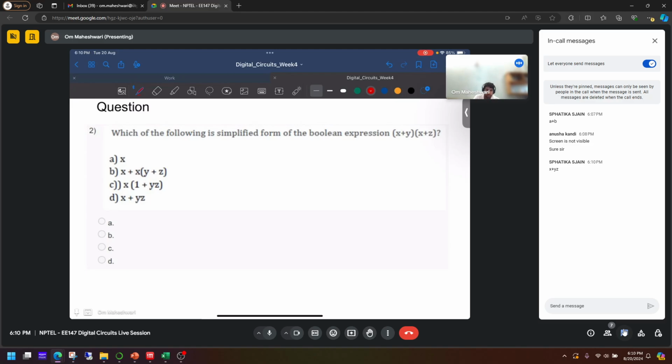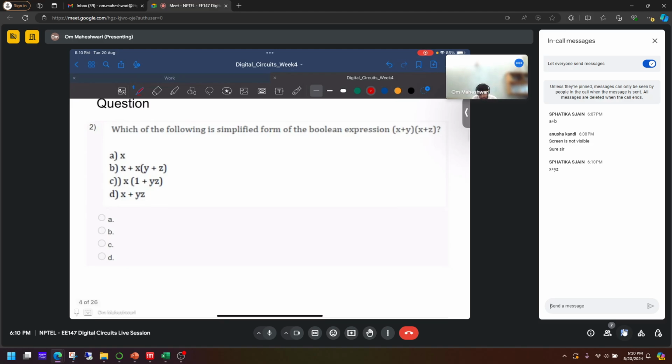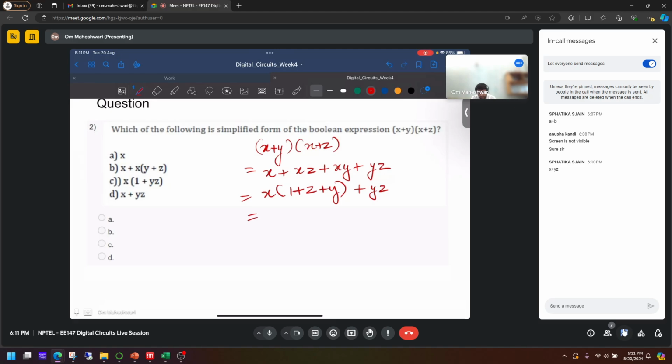Okay, so we again have the answer. Question is (x plus y)(x plus z). If you multiply these, you will get x plus xz plus xy plus yz. Take x common: x(1 plus z plus y) plus yz. This whole thing will be 1, so the answer is x plus yz.